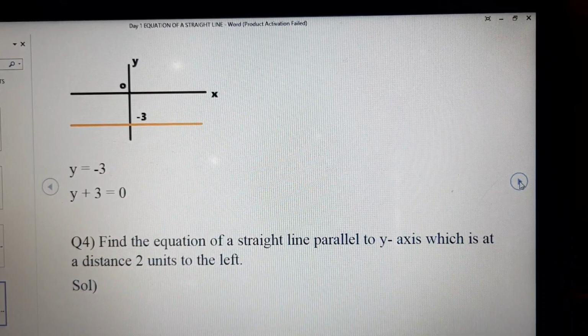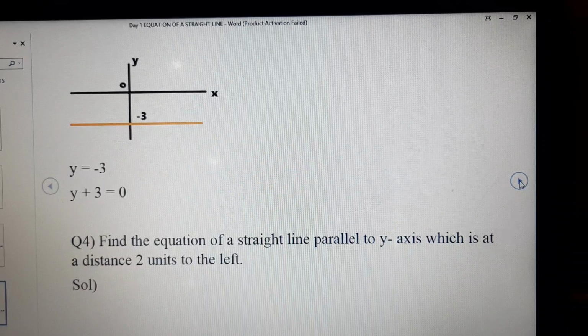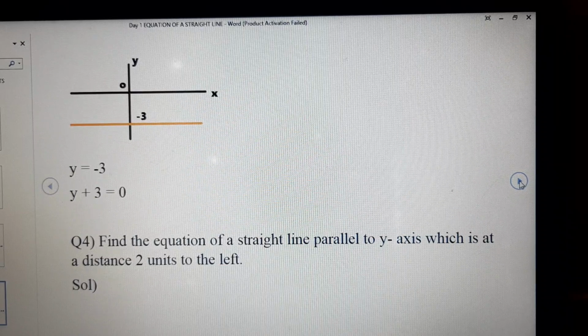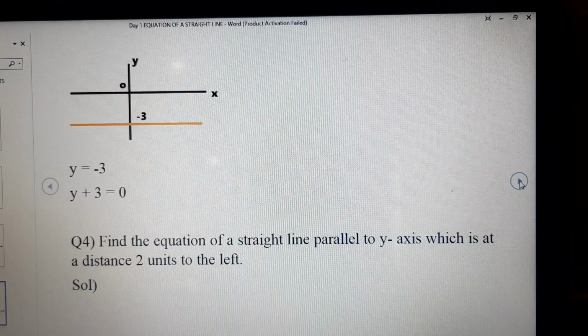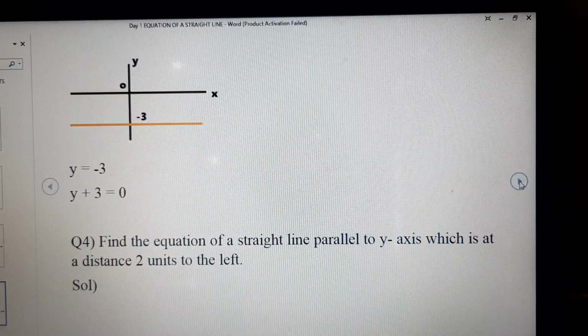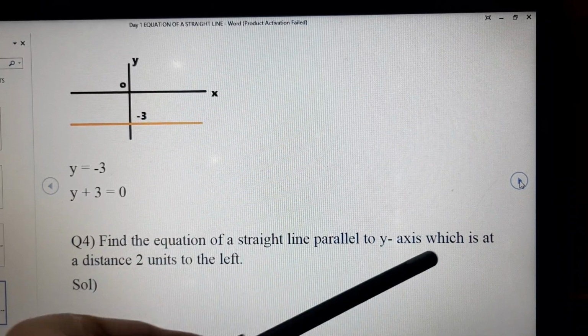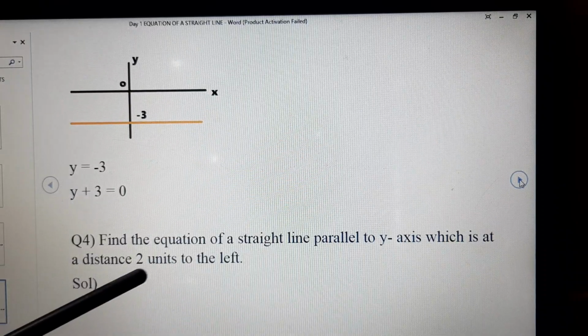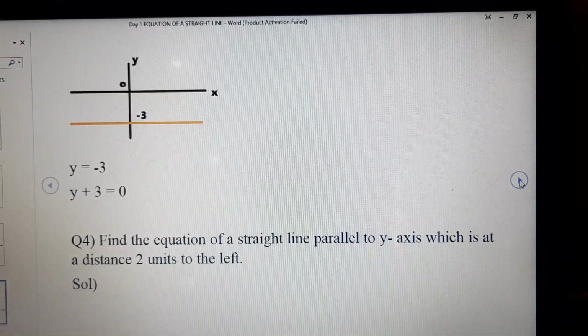Moving on to the next question. It is, find the equation of a straight line which is parallel to y-axis. A line which is parallel to y-axis, standard form of the equation should be x is equal to a. Next part of the question says, which is at a distance 2 units to the left side.